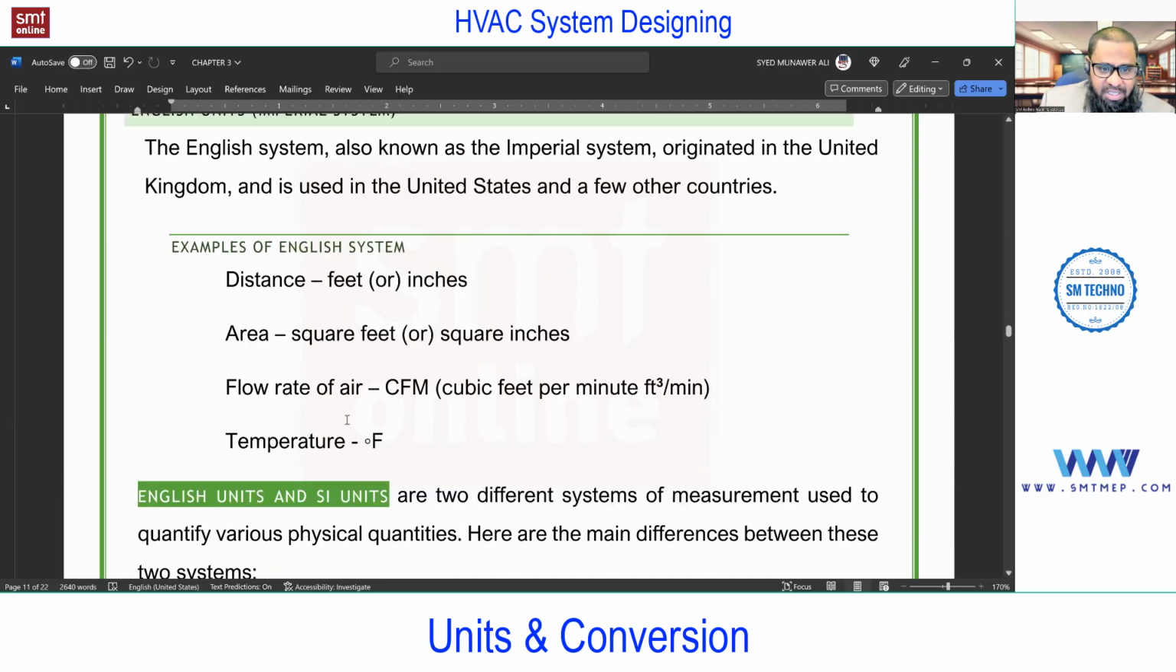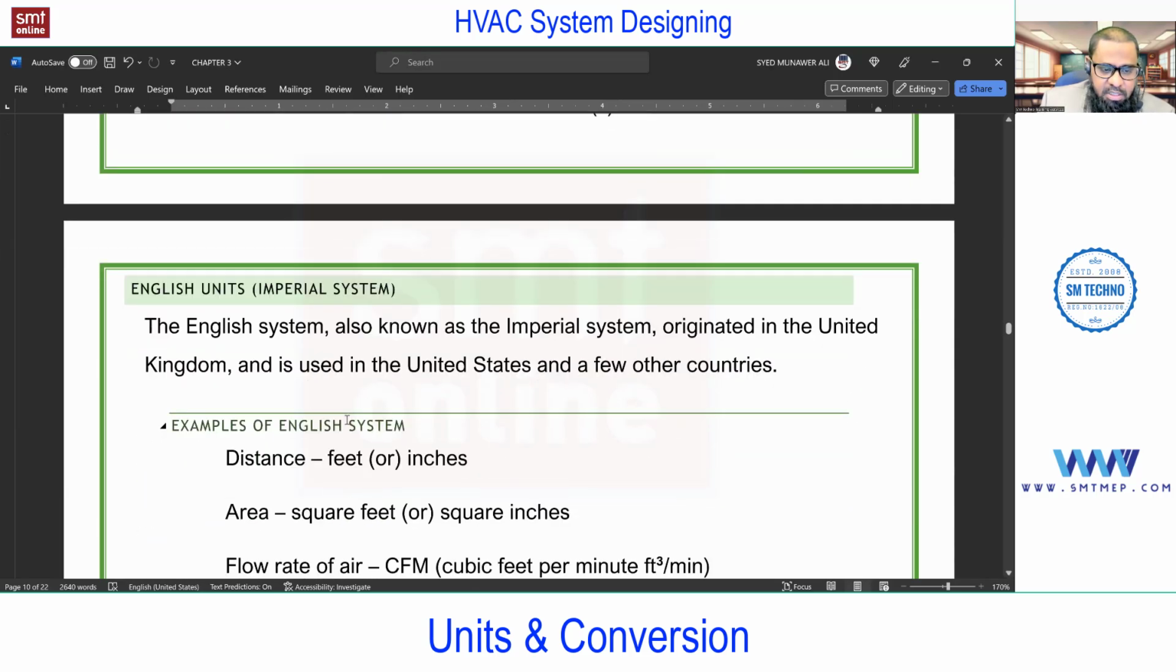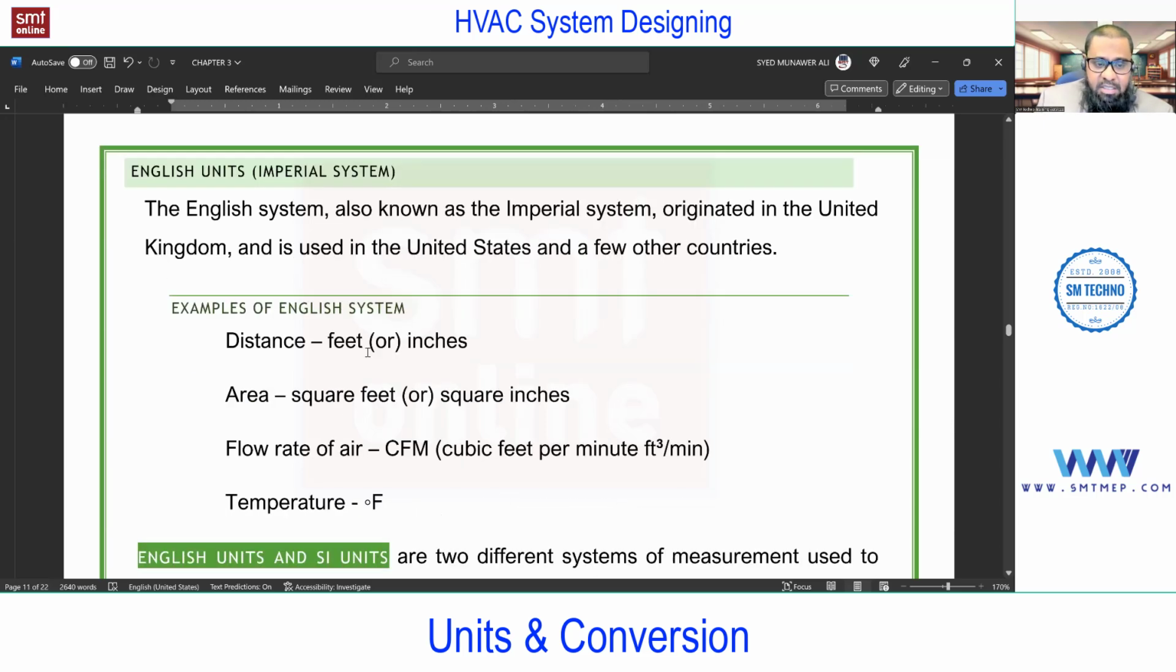Okay, so you see a few examples given for the English system. In the English system, if you want to measure distance, one can use feet or inches. In SI, strictly meter. But in metric, we can use meter, mm, centimeter, etc. In the English system, we can use feet, inches, or combined feet and inches.